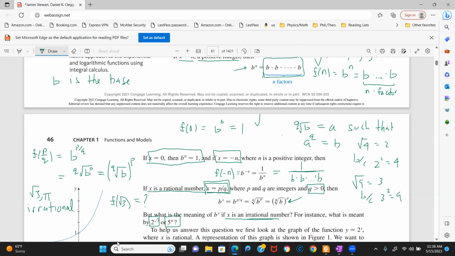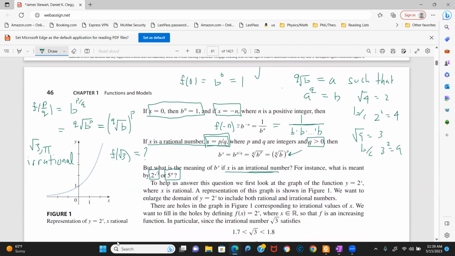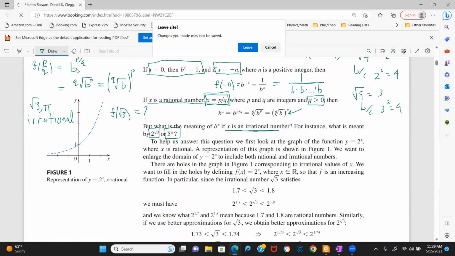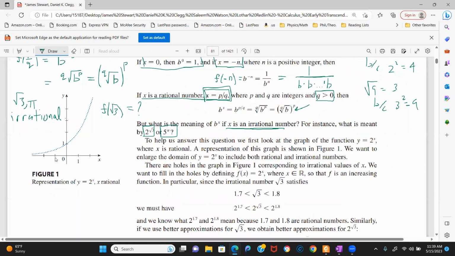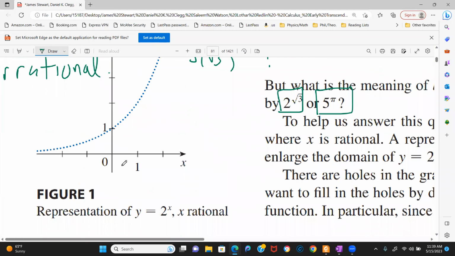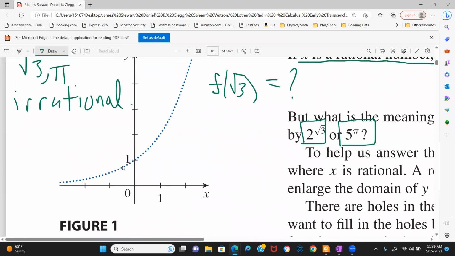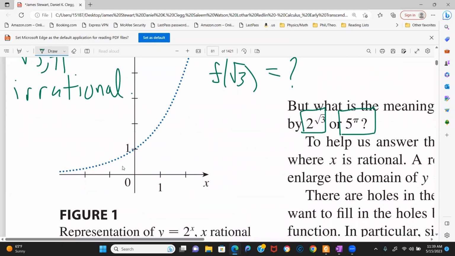So we're all familiar, or roughly familiar, with what an exponential function is. But it turns out that you can't define it without first developing the theory of calculus. So here's a graph of 2 raised to the x for x rational. You can see that there's gaps, there's these holes, because we can't evaluate 2 to the x at an irrational number. So we have these gaps.